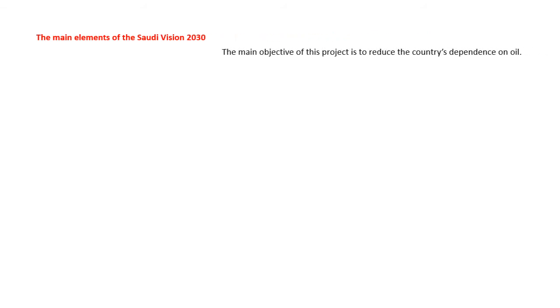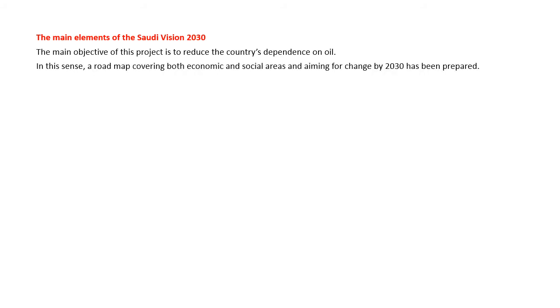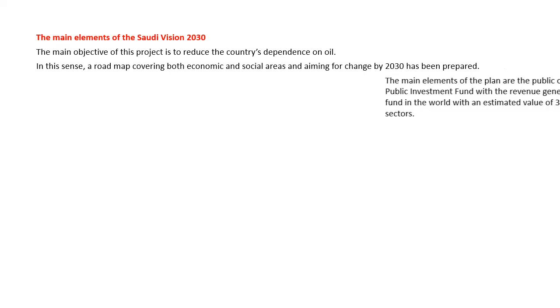The main elements of the Saudi Vision 2030. The main objective of this project is to reduce the country's dependence on oil. In this sense, a roadmap covering both economic and social areas and aiming for change by 2030 has been prepared.